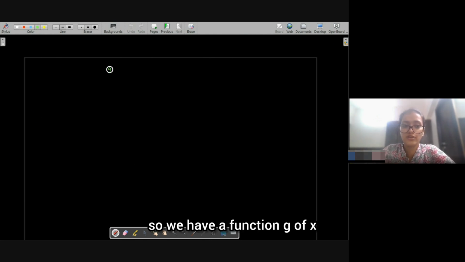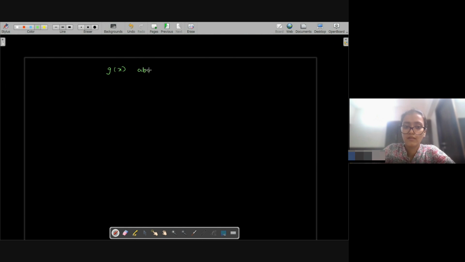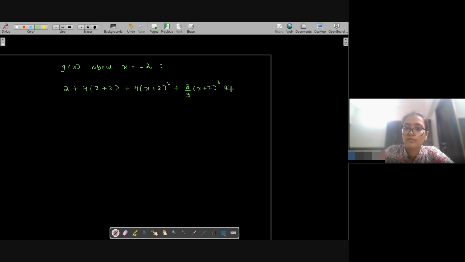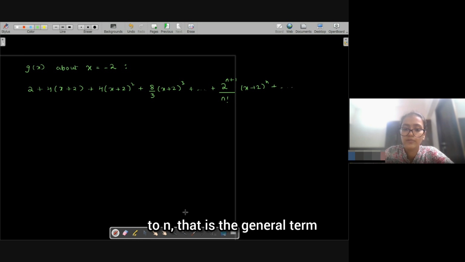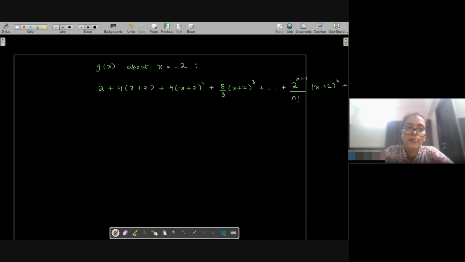Now, we have a function g of x, and its Taylor series expansion about x equals minus 2 is given by 2 plus 4 times x plus 2, plus 4 times x plus 2 whole square, plus 8 over 3 times x plus 2 whole cube. That's what we have. So this is 2 raised to n plus 1 over n factorial times x plus 2 raised to n. That's the general term. We have to write the first 4 terms of g prime of x and also the general term.